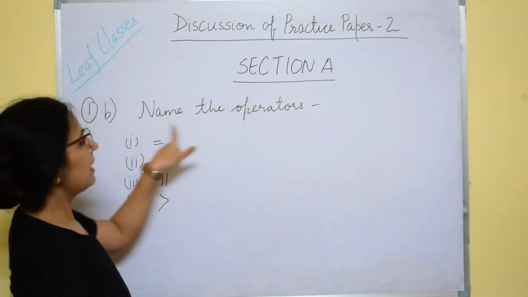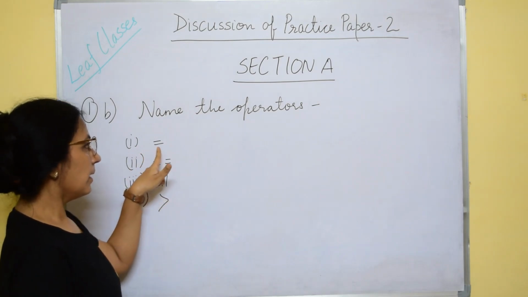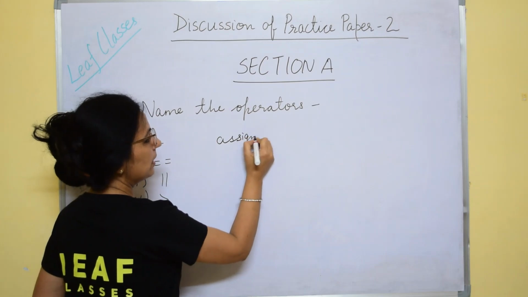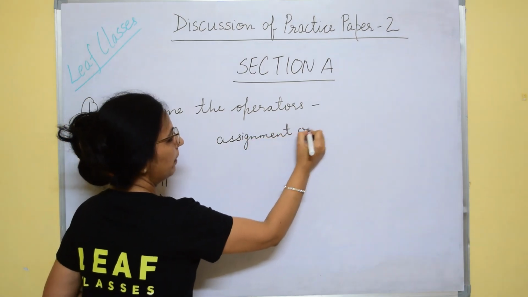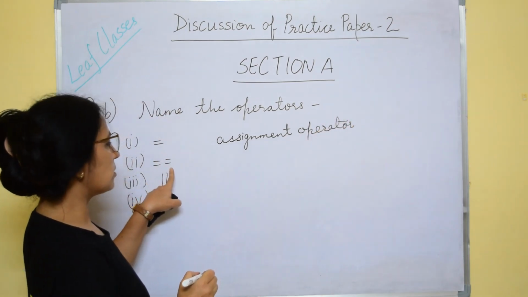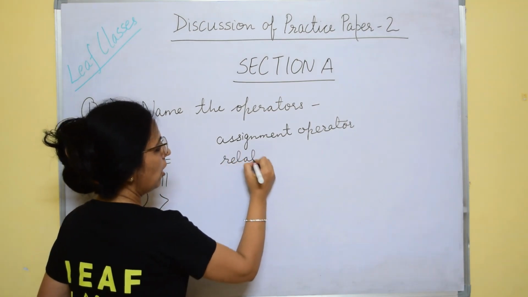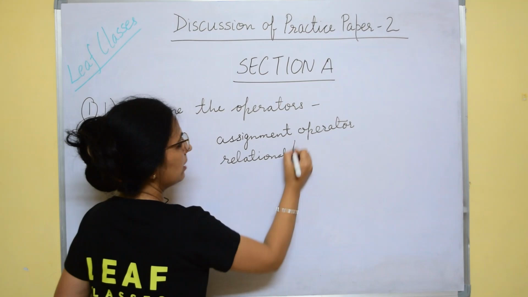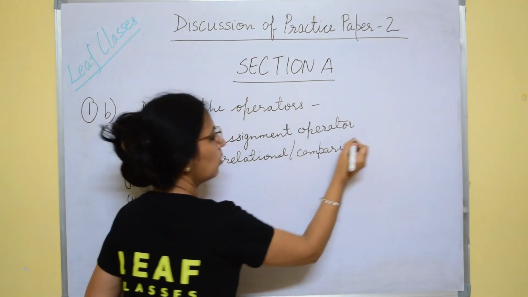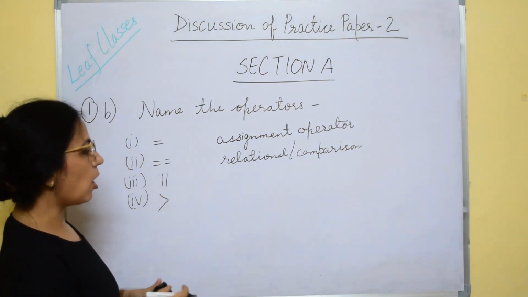B part, name the operators. These 4 operators are given. Equals to, this is the assignment operator. You just have to write the name of the operator, that is assignment operator. The second, double equals to symbol. This is relational operator, you can say, or you can say comparison operator, which is used to compare the quantities for equality. Then next is OR operator.